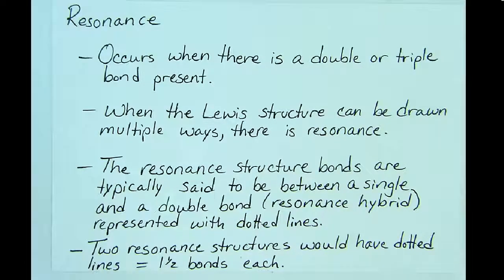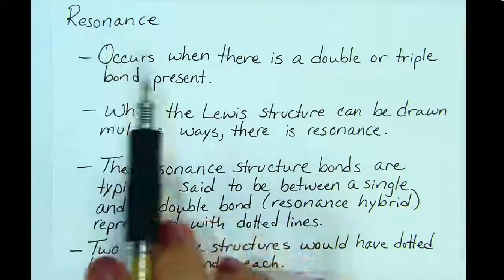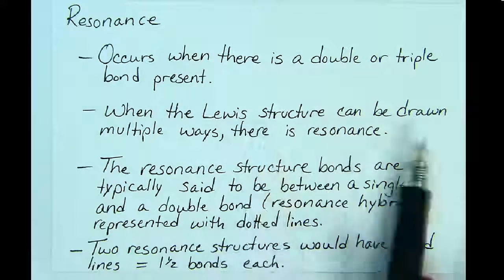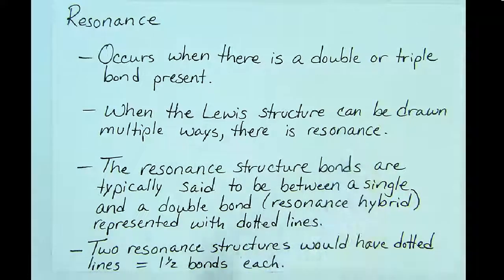Here's your note card for this section. Resonance occurs when there is a double or triple bond present. When the Lewis structure can be drawn multiple ways, there is resonance. The resonance structure bonds are typically said to be between a single and a double bond, represented with dotted lines, or called a resonance hybrid. Two resonance structures would have dotted lines, and therefore the dotted lines would each be 1½ bonds.